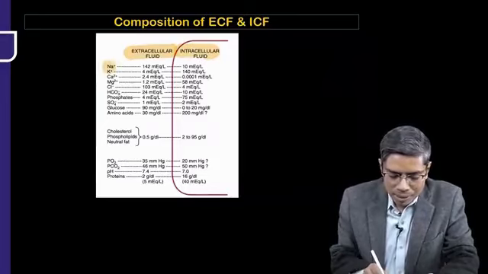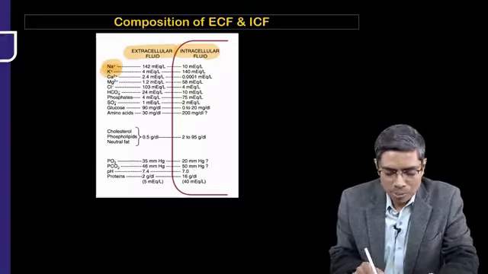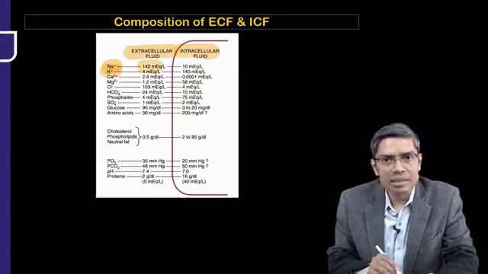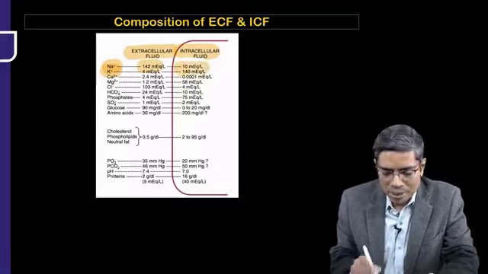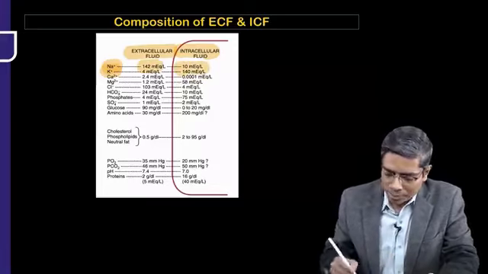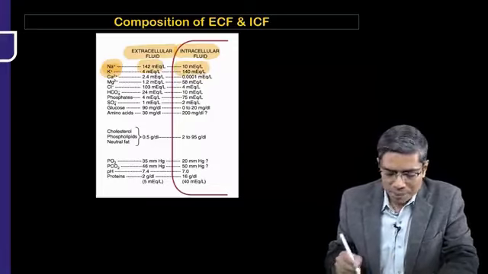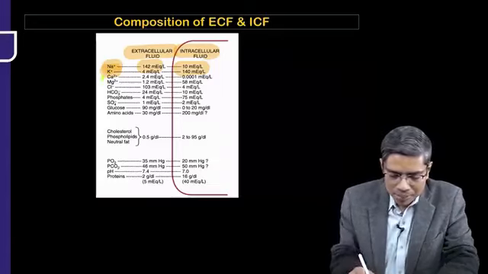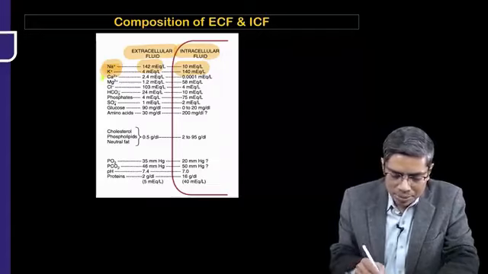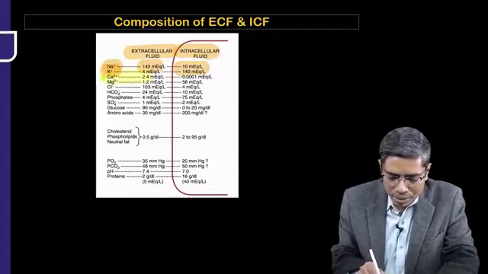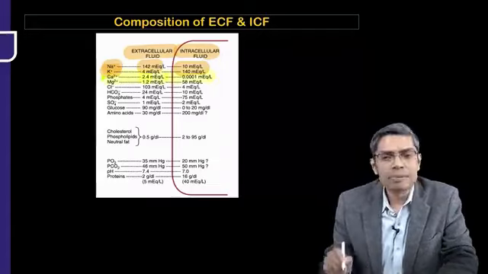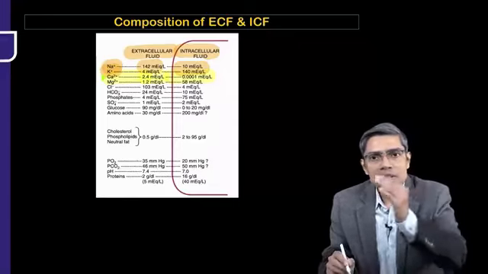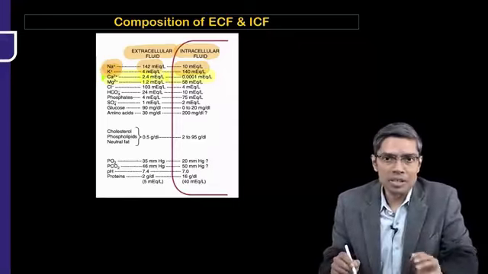You can find out that sodium and potassium are strikingly different between these two components. Sodium is very high in the ECF and potassium is very high in the ICF. Apart from that, you also have to note down the calcium concentration between ECF and ICF. Look at this. If you look carefully, you will find that this is one of the electrolytes where the ECF to ICF concentration ratio is tremendously high.